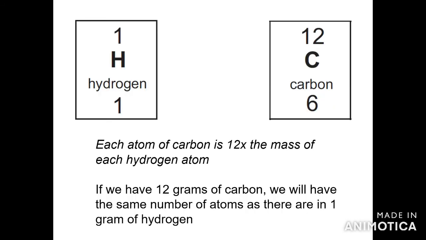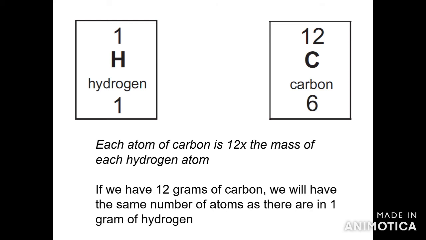Now, let's go back to our model we used earlier in the video, and let's just go over a recap. We've already discovered, using the relative atomic mass, that each atom of carbon is 12 times the mass of each atom of hydrogen. Okay, now let's look at this in a slightly different way. If we've got 12 grams of carbon, there will be the same number of atoms as there are in 1 gram of hydrogen. So this is a new way of looking at things.